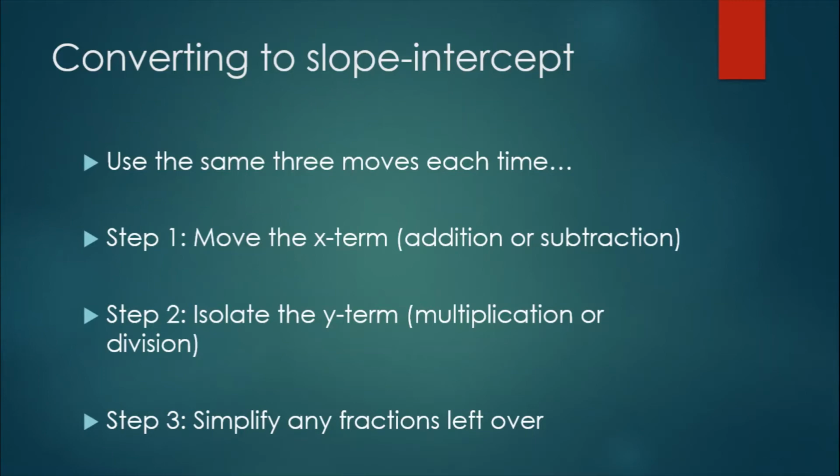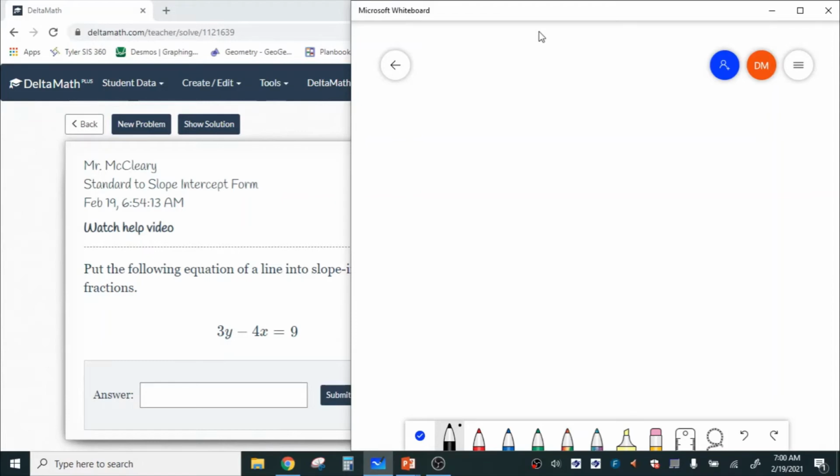Okay, so let's take a minute and look at a couple examples of standard form equations that we want to put into slope-intercept form. Okay, so I've got my first equation here. We've got 3y minus 4x is equal to 9, and I've got my whiteboard handy right here so we can do a little bit of work because Delta Math doesn't allow me to do that directly on the page. So maybe the first thing I'll do is copy this equation over here so we can start working on it. So 3y minus 4x is equal to 9.